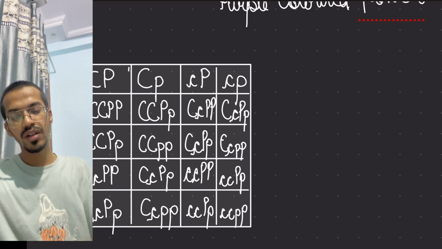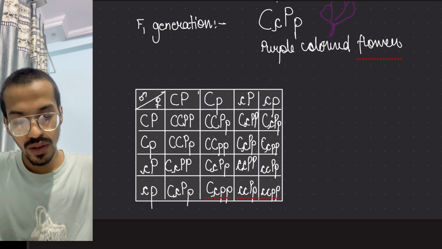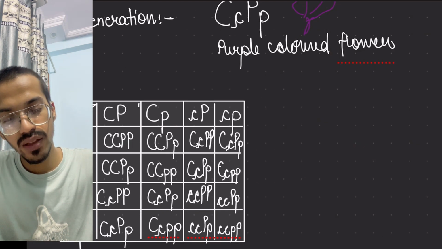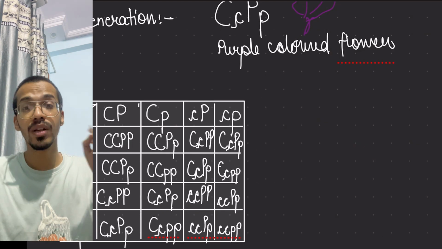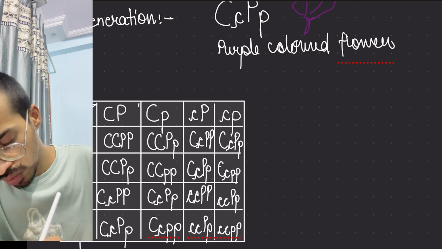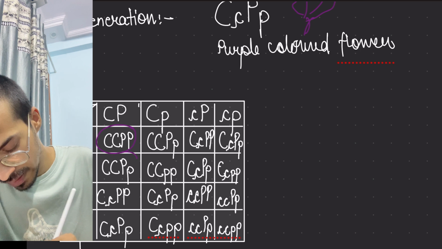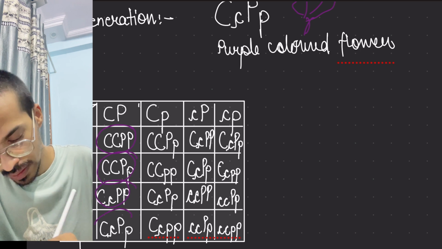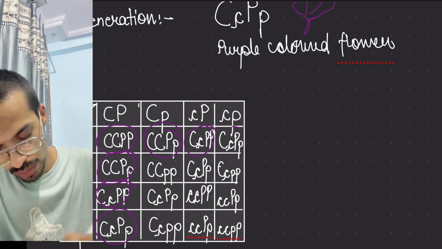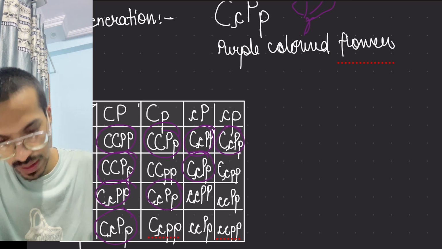Okay, let's now see what is happening and what kind of flowers will come. We know that purple flowers will come when at least one capital C and one capital P are present. So this is here, this is here, this two, this two, this also, that's it.